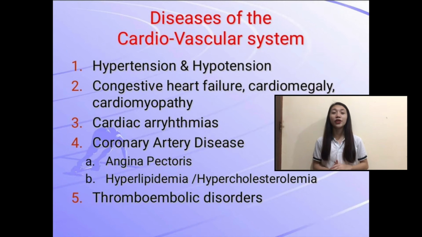Next disease is coronary artery disease. It is narrowing or blockage of the coronary arteries and usually caused by atherosclerosis, which means hardening or clogging. It is buildup of cholesterols or fat on the inner walls of the arteries. Under this is angina pectoris, hyperlipidemia, or also called hypercholesterolemia. So what is angina pectoris? It is also called chest pain or discomfort due to coronary heart disease.